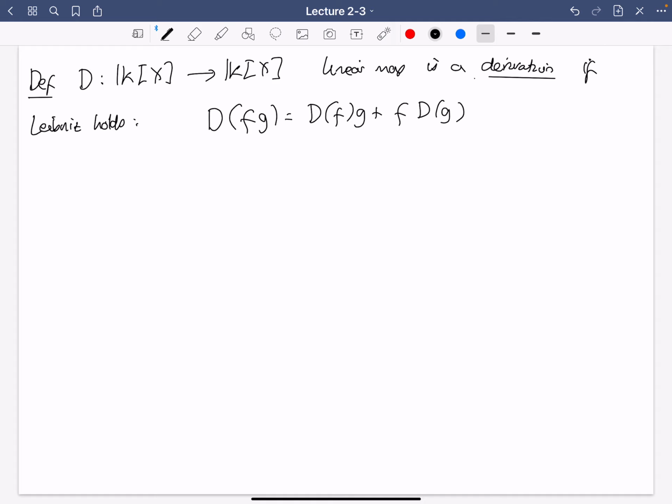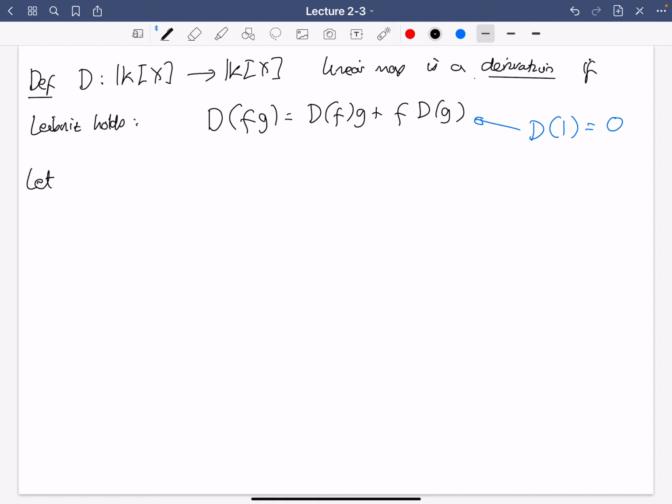I'm just saying this for the K-algebra K[X], but of course the definition of derivation makes sense for any algebra. Maybe it's worth noting that, for example, the identity element in this algebra necessarily goes to 0 under a derivation. Just use 1 equals 1 times 1 and apply Leibniz. That's how you see that.